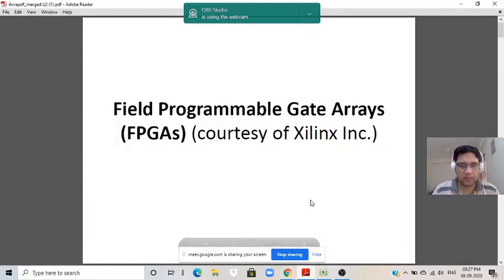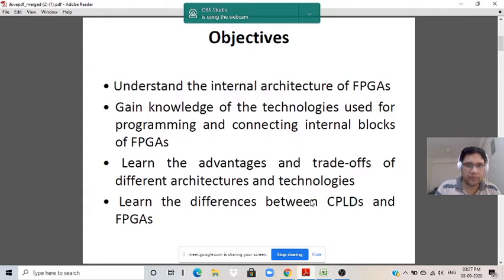So let's start with the FPGA. First is objectives, what we will discuss in this chapter. First of all, understand the internal architecture of FPGA. What is the internal architecture of FPGA? What are the different blocks which are responsible for functioning of the FPGAs and how these are connected?